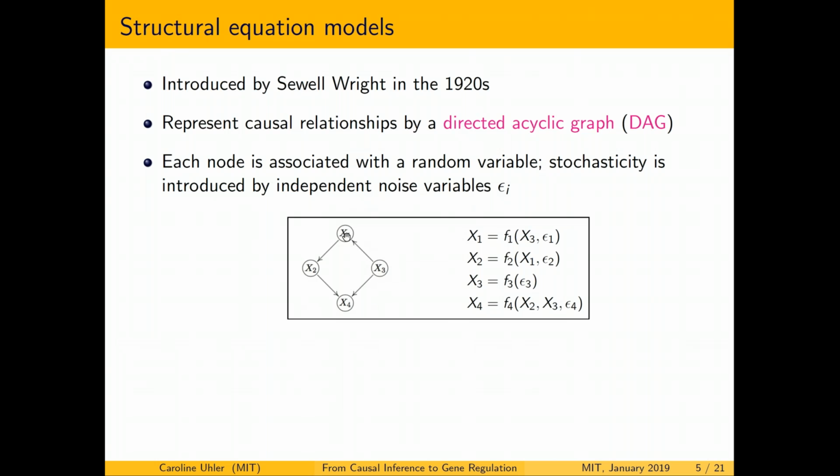Okay, so I have observations. Think of, for example, here I have gene 1, gene 2, gene 3, gene 4. I get to observe their expression, and I would really like to learn this graph here.